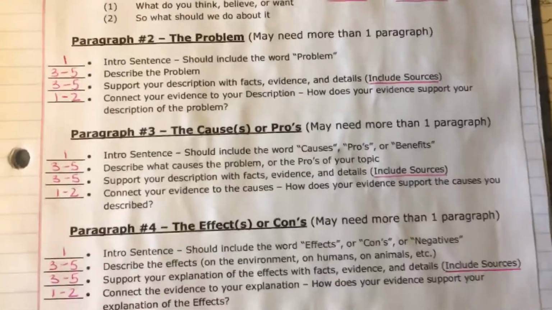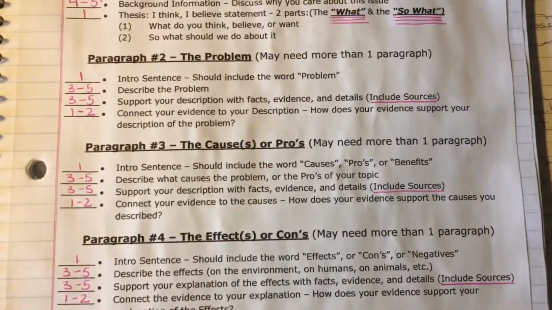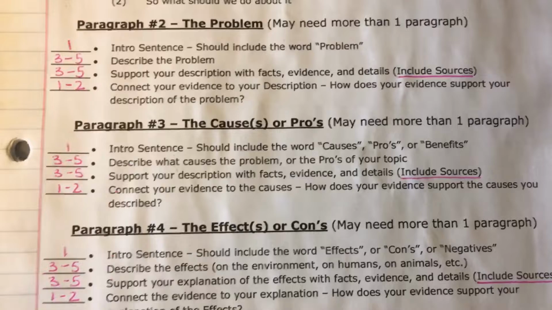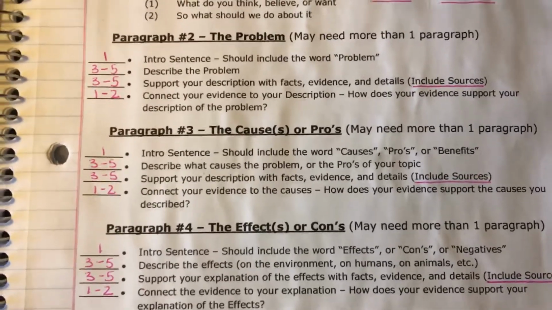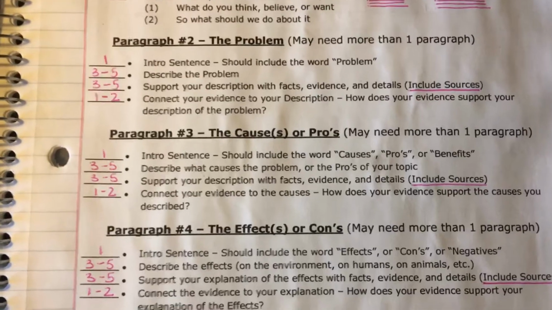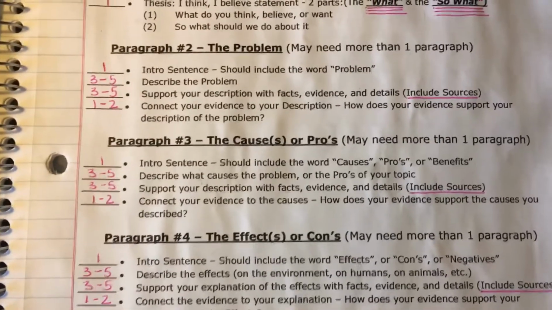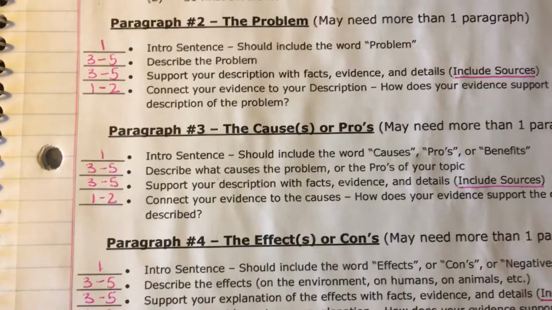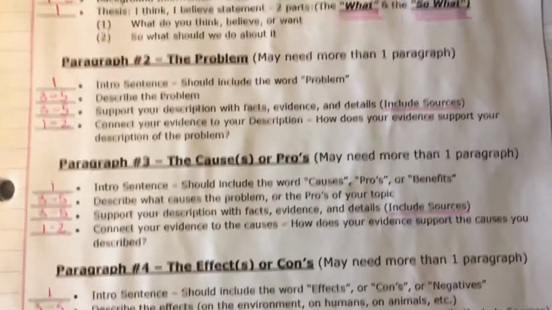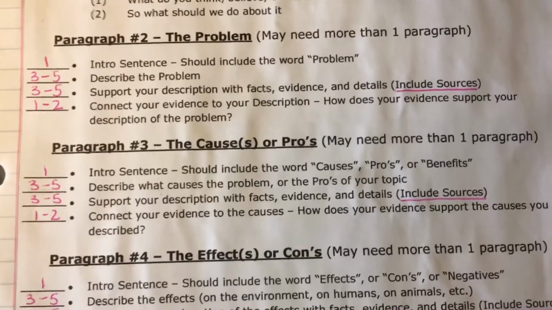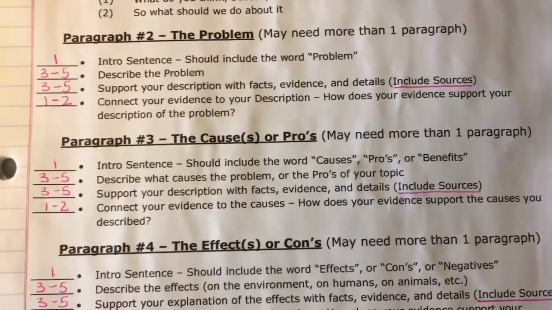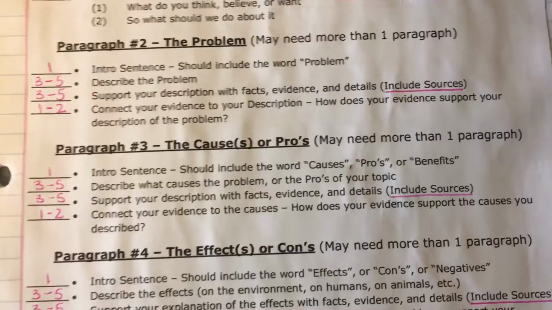Now, the third paragraph, depending on what your topic is, you would either do the causes or you would do the pros. For example, if you were doing the melting polar ice caps, you would want to focus on what is causing the polar ice caps to melt. If you were doing something like solar energy, you would focus on what are the pros or the benefits of using solar energy.